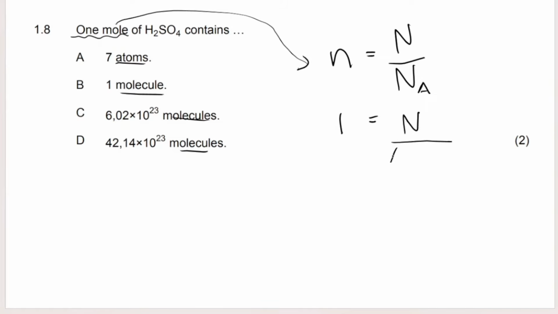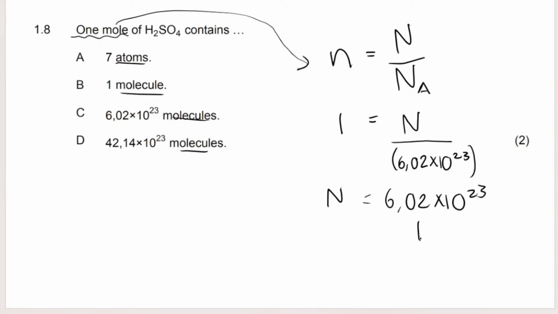And Na, that's Avogadro's number. That's on your formula sheet. It's a constant. It's 6.02 times 10 to the 23. If I take that over, 1 multiplied by 6.02 times 10 to the 23, and that is the number of H2SO4 molecules that I get. That is why that is the answer over here. We can't say 1 mole of H2SO4 contains 1 molecule. I just proved to you now that it doesn't contain 1 molecule, it contains this many molecules.